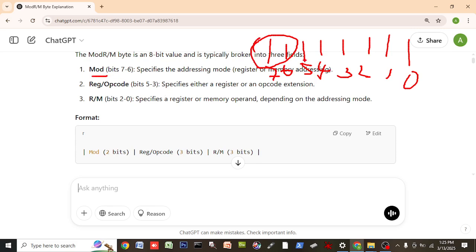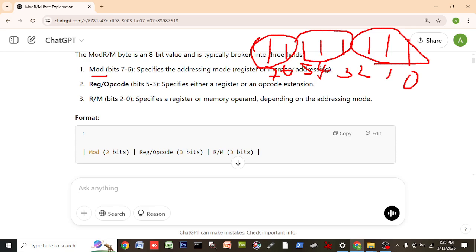The reg/opcode is bits 5 to 3, and specifies either a register or an opcode extension, and RM, bits 2 to 0, specifies a register or memory. So that's how you read the code.